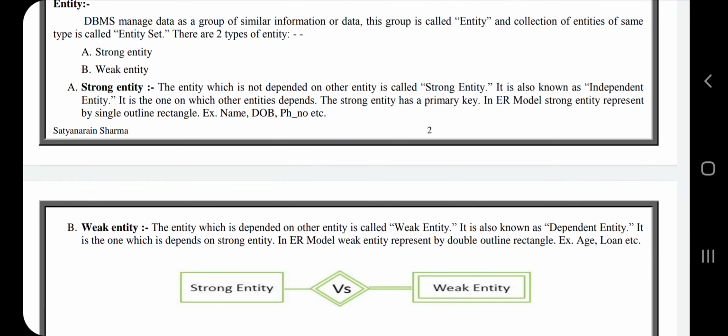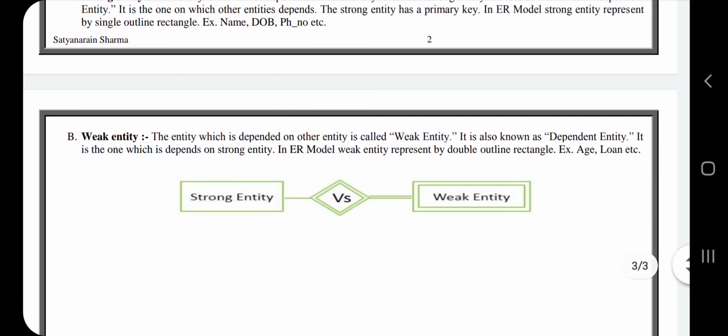Strong entity. The entity which is not dependent on other entity is called a strong entity. It is also known as independent entity. It is the one on which other entities depend. The strong entity has a primary key. In ER model, a strong entity is represented by a single outline rectangle. Example name, date of birth, phone number, etc.